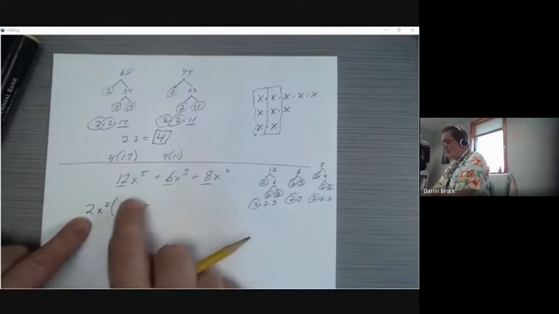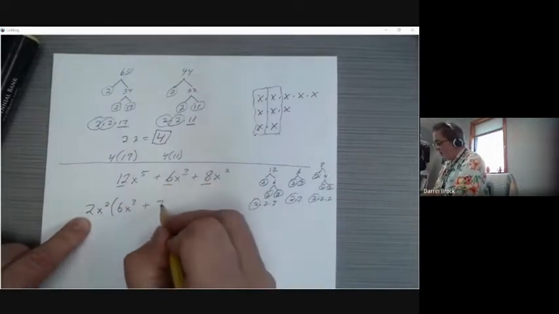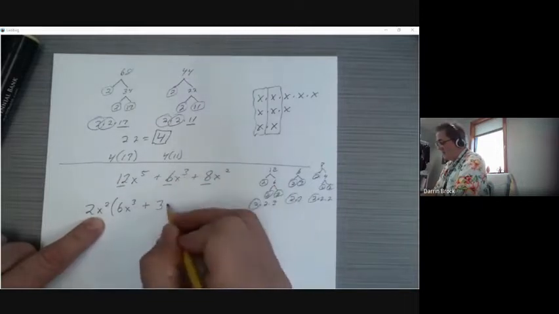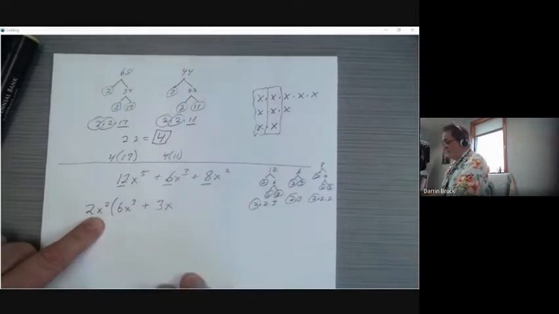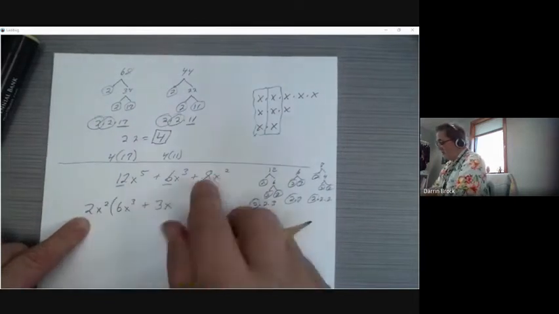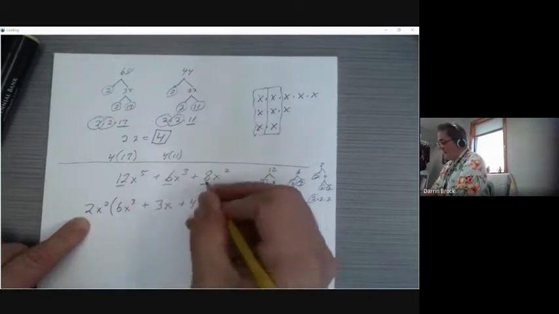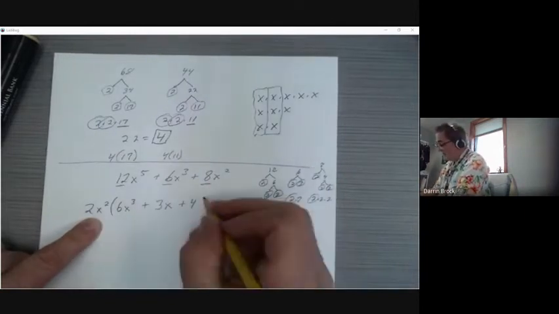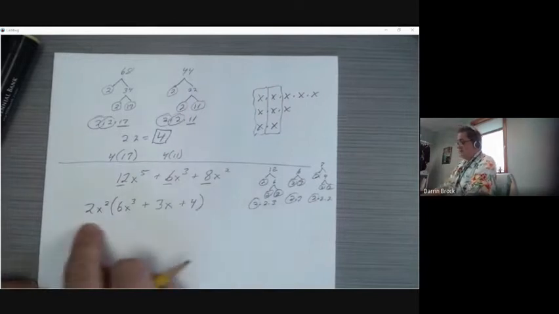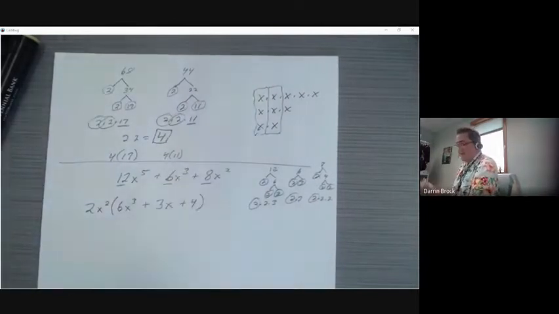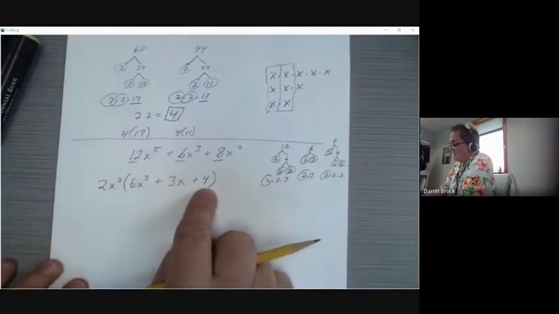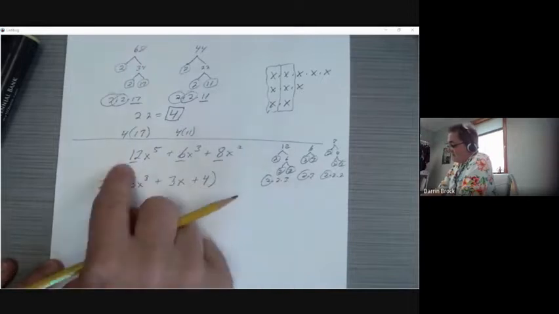Now when we take a 2 out of 6, 2 times 3 would be 6. x squared times what would be x to the third? x. Now to the last one, 2 times 4 would be 8. x squared times x squared, that's just 1. So when we take that out, that's all that's left. So this is the factors of this trinomial. So 2x squared times 6x to the third plus 3x plus 4 is the factor of this.